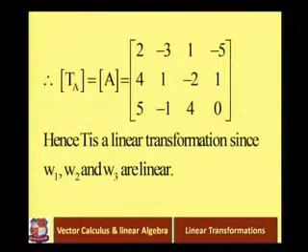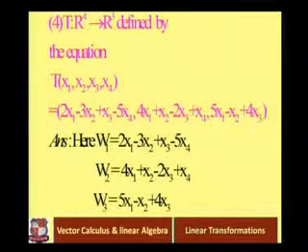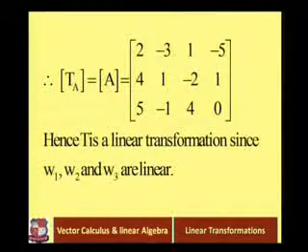And this is a linear transformation because all the coordinates on the right side are linear. Linear means each term has degree 1. So that's why it is a linear transformation, and that's why we can define a standard matrix. Otherwise we cannot define a standard matrix. Okay.